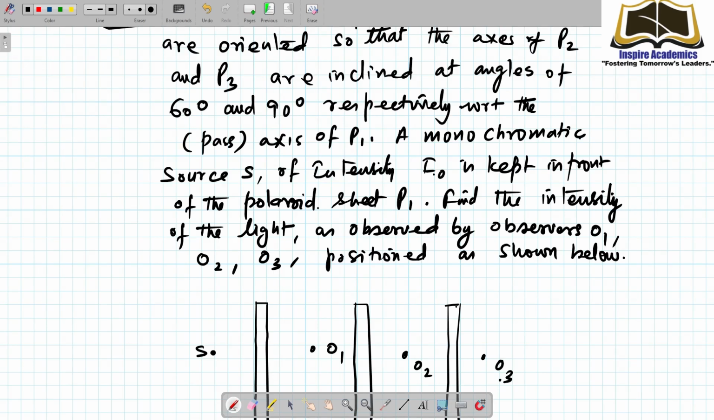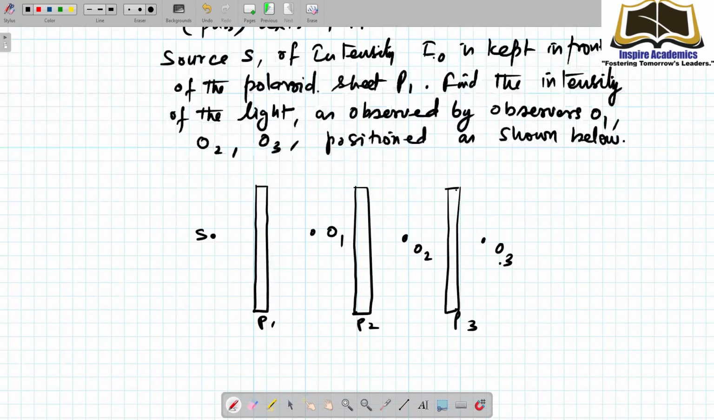Yes, 60 degree and 90 degree. So if you see, since it is given, the reference axis is this only. So the first one is 60 degree, right? So here your intensity is I naught. Correct? So what will be the intensity at O1?